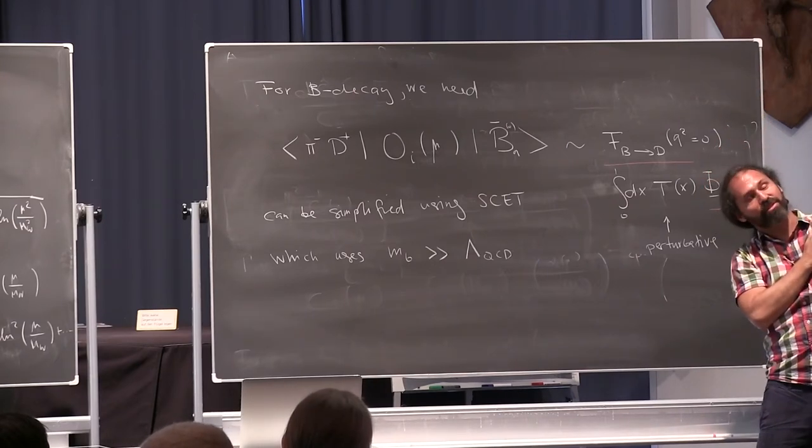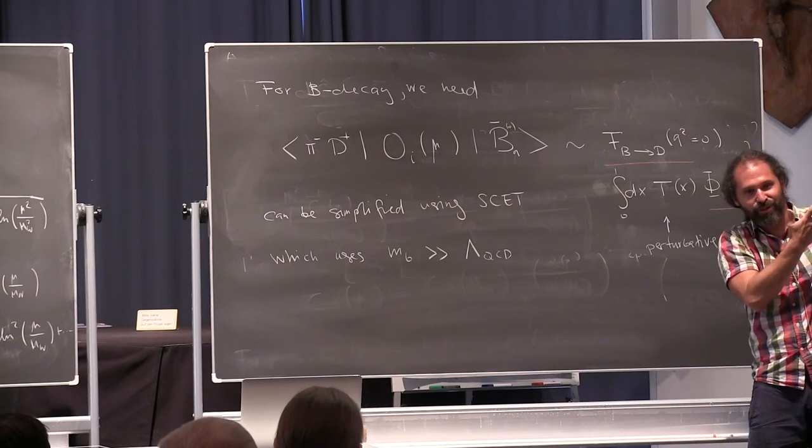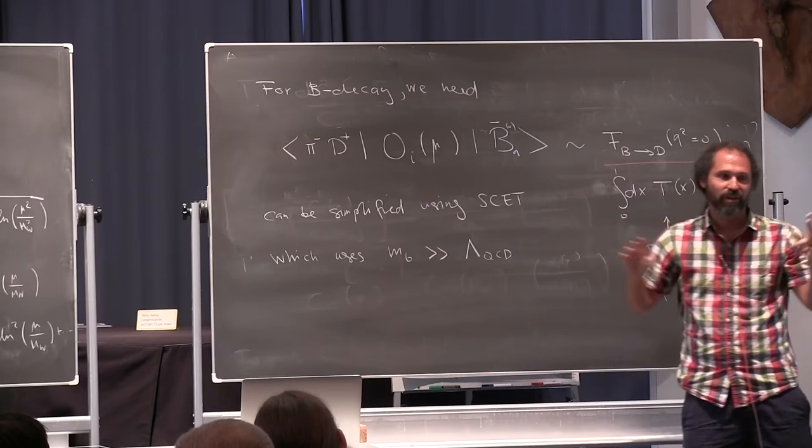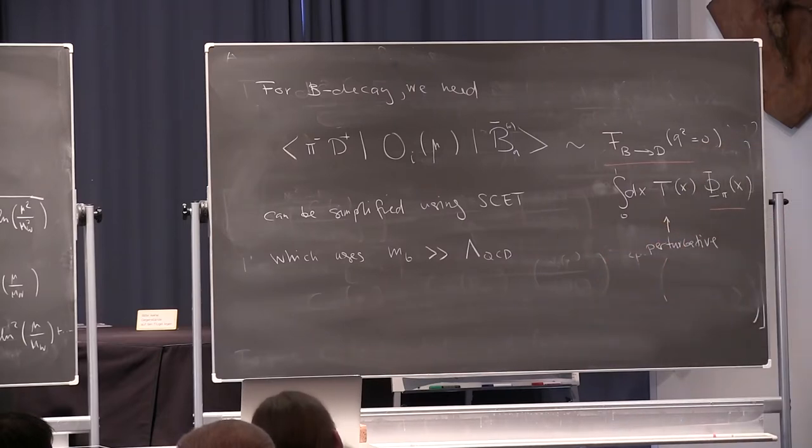And so if you look at this from far away, it's color neutral, so it hardly couples to the rest. So what happens is you get a factorization, that there's only very little coupling between the pion which flies out and this B to D transition. And this little coupling is something which you still can compute perturbatively, and then the rest is this object here.